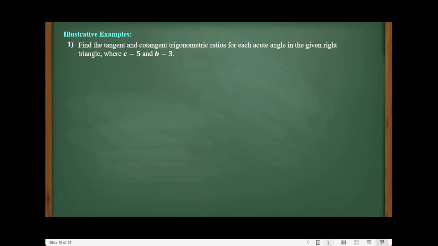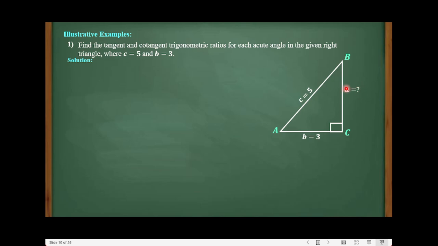So in this example, the right triangle is given with the labeled given parts. The longest side is given as 5, and the shorter leg, denoted by small letter b, has a length of 3. And obviously from this figure, the unknown side is the longer leg, denoted by small letter a.